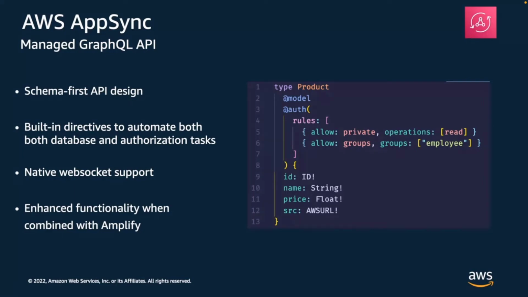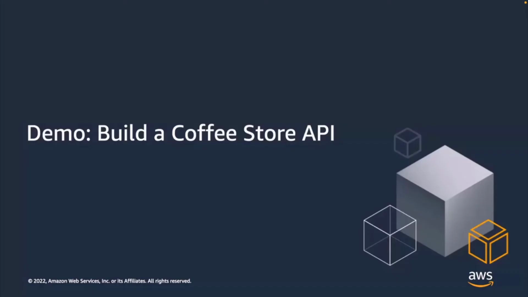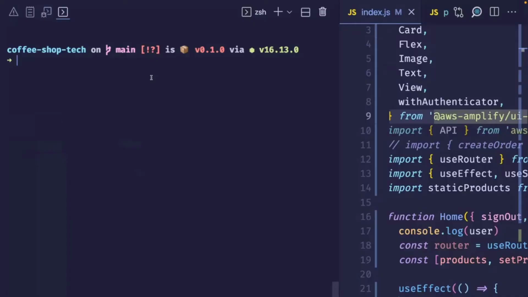So with that in place, let's go ahead and see what it looks like to create an AppSync API right inside of our application by continuing on with our coffee store. Now, creating an API with AppSync is actually a very straightforward step when you are in the context of an Amplify project. To showcase that, I'm going to run the command amplify add api.